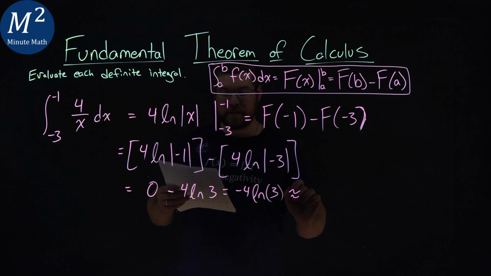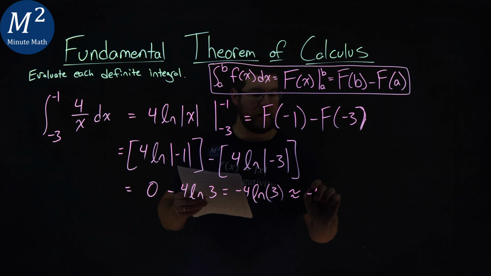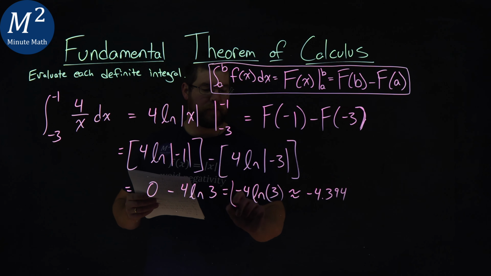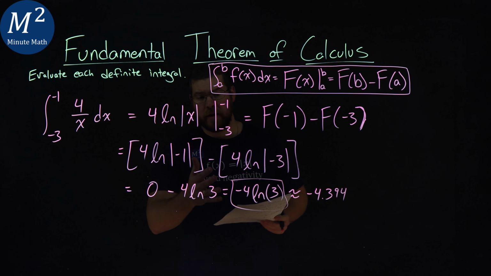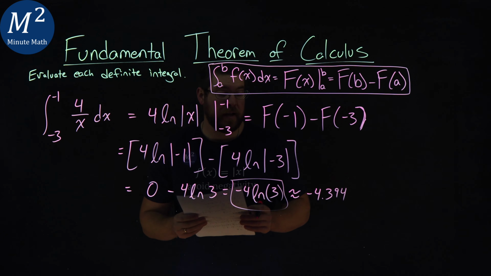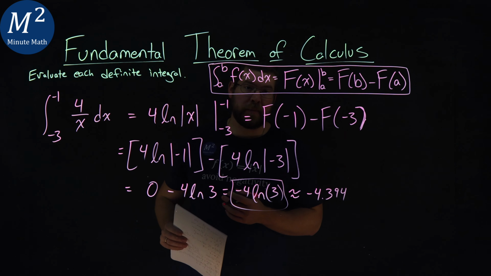Which is approximately, simplifying this, -4.394, if you need the decimal. But either way, we have our final answer here: the integral from -3 to -1 of our function is -4 natural log of 3.